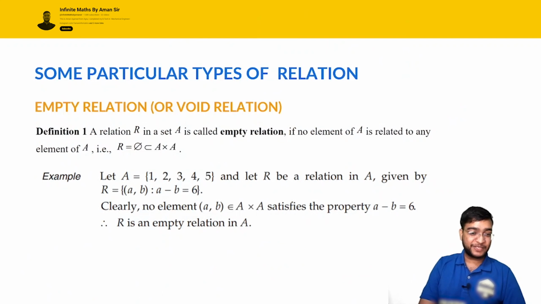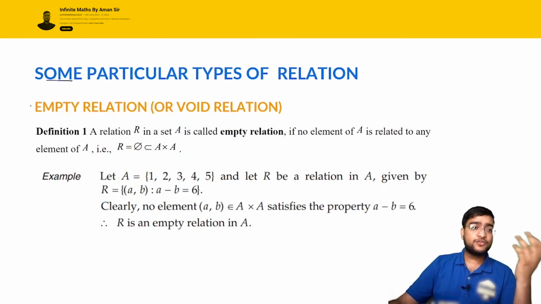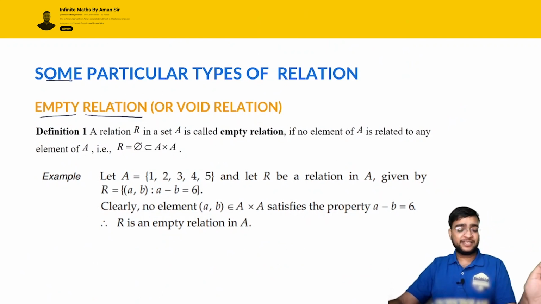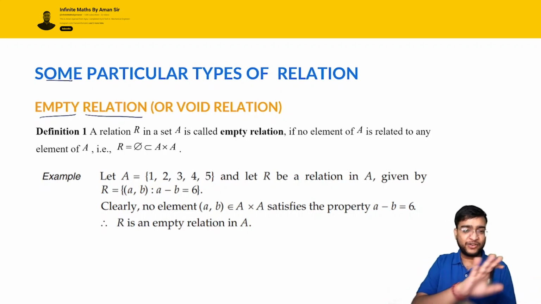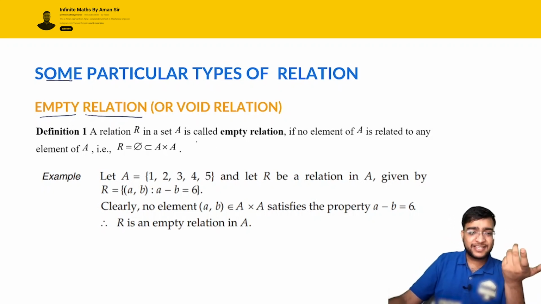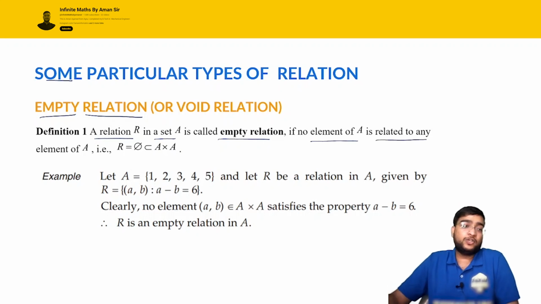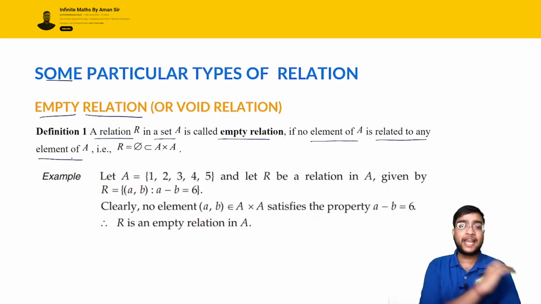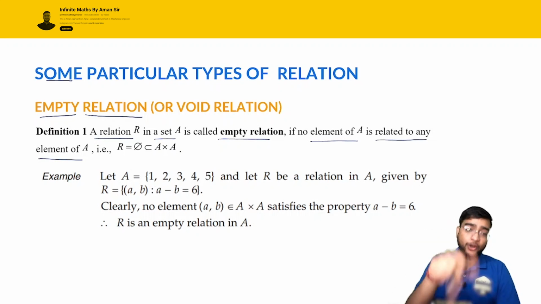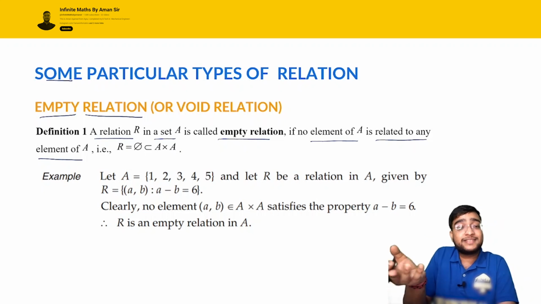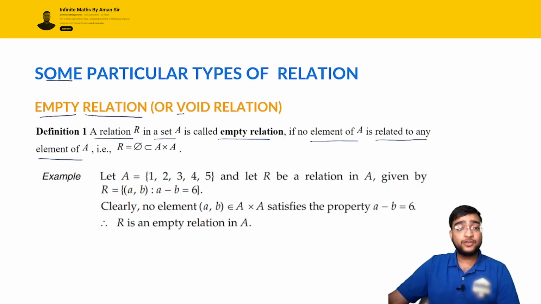Okay, students, let's see some particular types of relation. So what is the empty relation? I took this class just before this slide. What exactly is empty? You can say, sir, a relation in a set A is called an empty relation if no element of A is related to any element of A. Not a single pair satisfies my condition in my relation, so the relation is the empty set, or you can say empty relation, or void relation also.